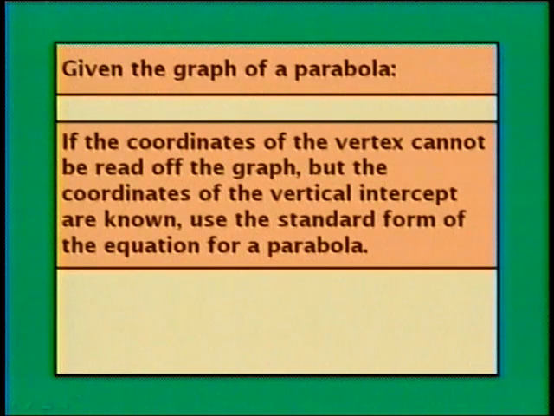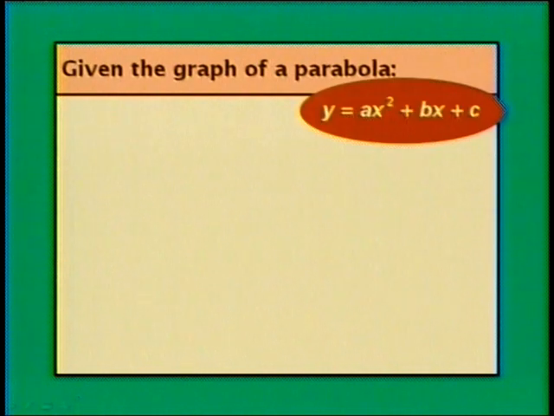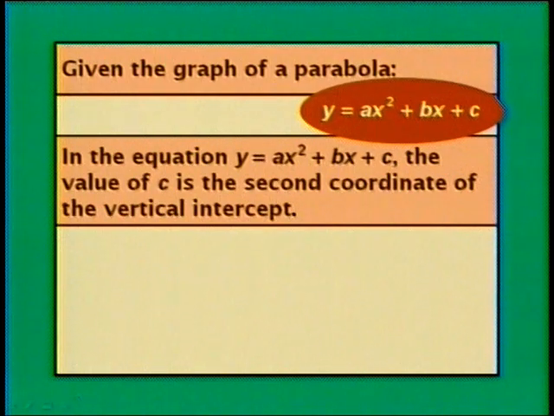If the coordinates of the vertex cannot be read off the graph, but the coordinates of the vertical intercept are known, we can use the standard form for the equation of the parabola. Why do we care that we can read the coordinates of the vertical intercept? Well, this gives us the c value. So the value of c is going to be the second coordinate of the vertical intercept.